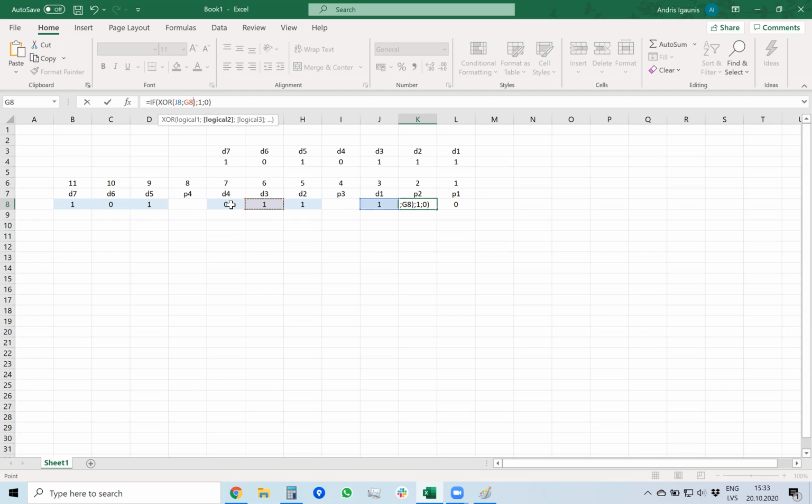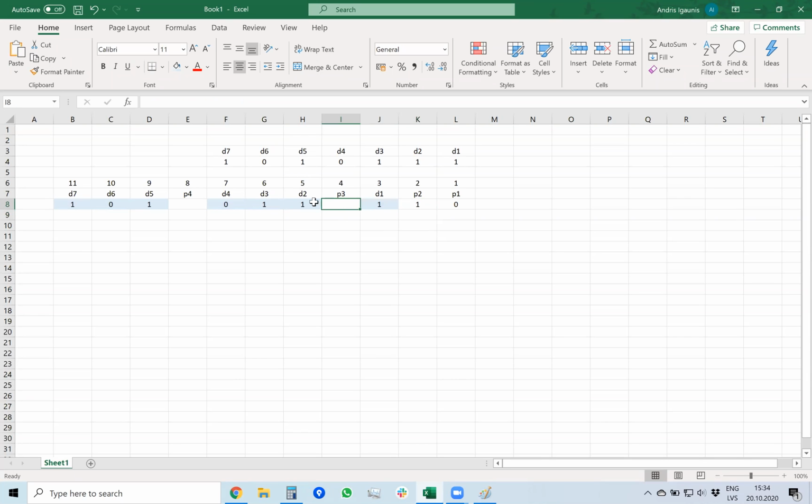7 is 4 plus 2 plus 1, so this also participates. 9 is 8 plus 1, so this is skipped. 10 is 8 plus 2, so 2 is there, so it is also used. And 11 is 8 plus 2 plus 1, so this is also used. And parity bit 2 is 1, so 1 plus 1 is 2 ones, 3 ones, so we need to add 1 to make it an even number.